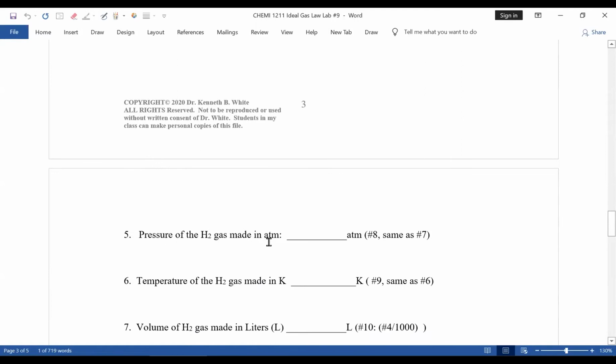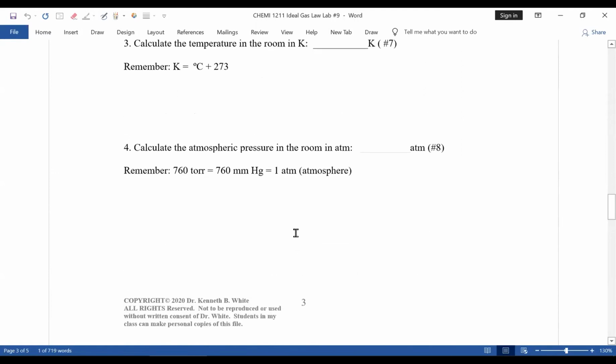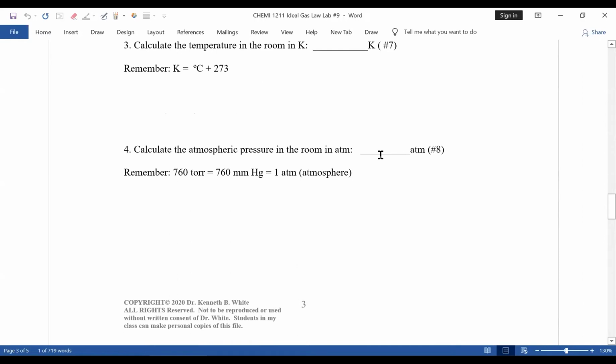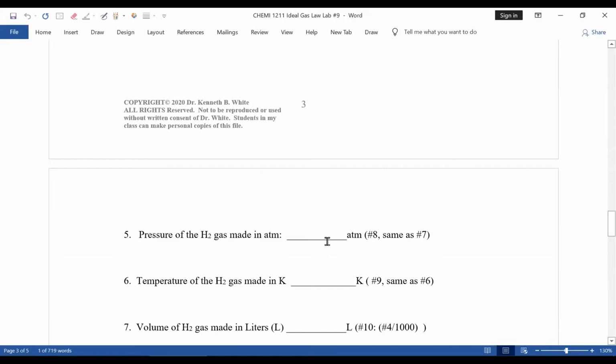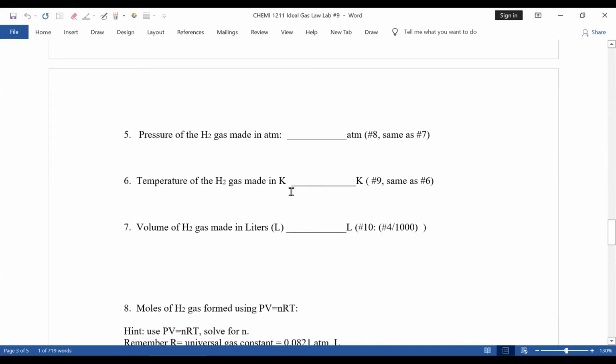Next, pressure in atmospheres. Well, the room pressure in atmospheres is the same as the hydrogen gas. And the room temperature in Kelvin is the same as the hydrogen gas in Kelvin. Now, for PV equal nRT, and I'll never do this on a test, but in the lab, you measure milliliters, not liters. So how do you convert to liters? You take number 4 and divide it by 1,000, and then the volume of the gas, number 10, will be in liters.